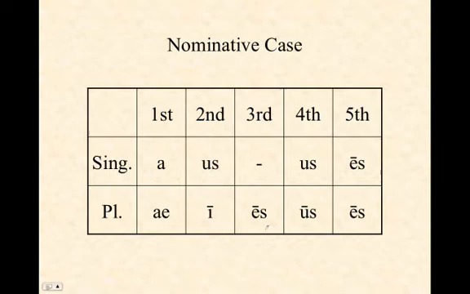In this tutorial, we'll study the nominative case, its forms, and its use. Here are the nominative case endings for all 5 declensions in the singular and plural. Now you'll notice for the third declension singular, it's left blank. That's because the third declension singular does not actually have a nominative ending. Instead, it's irregular, and you have to just memorize each noun as you go.